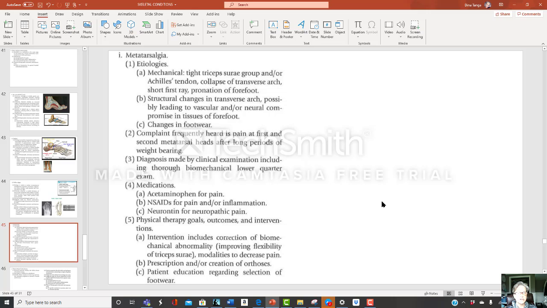Diagnosis made by clinical examination, including thorough biomechanical lower quarter exam. Medications: acetaminophen for pain, NSAIDs for pain and/or inflammation, Neurontin for neuropathic pain. Physical therapy goals, outcomes, and interventions include correction of biomechanical abnormality, improving the flexibility of the triceps surae, modalities to decrease pain, prescription and/or creation of orthoses, patient education regarding selection of footwear.